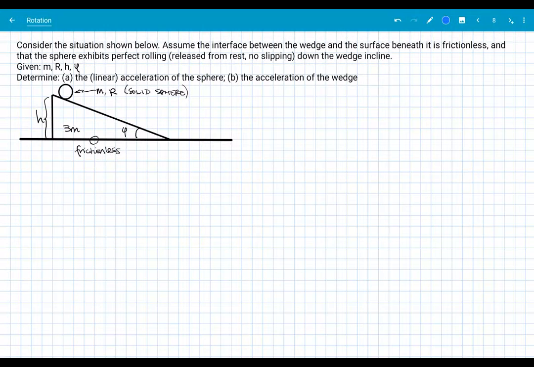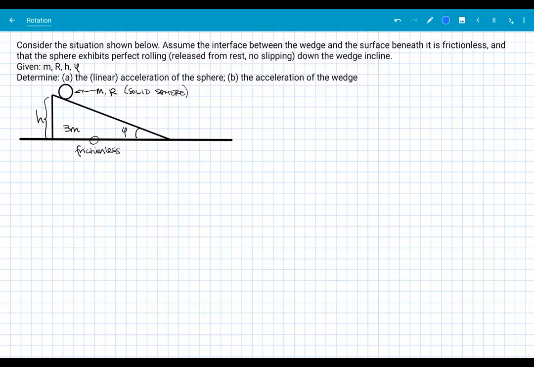Now, on top of the wedge, we release a solid sphere from the top of it from rest, and the solid sphere rolls down the wedge. It'll be accelerating down the wedge. And the question here is to determine the linear acceleration of the sphere and the acceleration of the wedge. So we're interested in how both these bodies are moving.